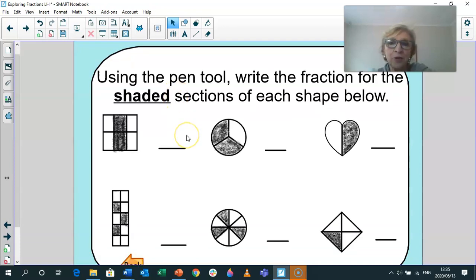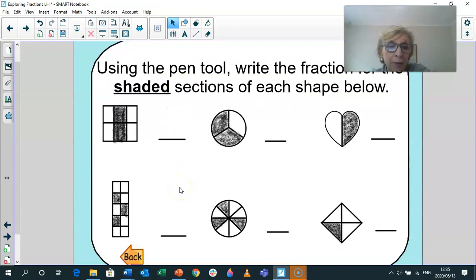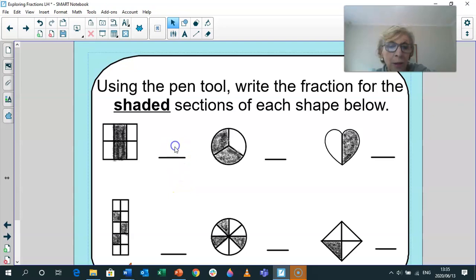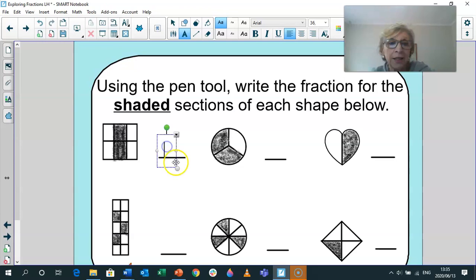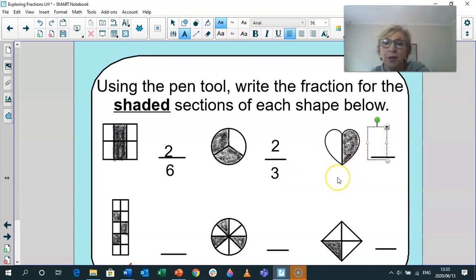Right, use the pen tool, write the fraction. Are you going to be able to do this quickly for me? Are you going to be able to do it quicker than I'm able to do it? Let's have a try. So, what is shaded? 2/6. Absolutely right. Okay, and this one, tell me quickly before I can do it. What is shaded? 2/3. Well done. So you're getting there. You listened to the last time we did this. We're just doing it again to see if you can do it without my help. And this one, 1/2 is shaded.